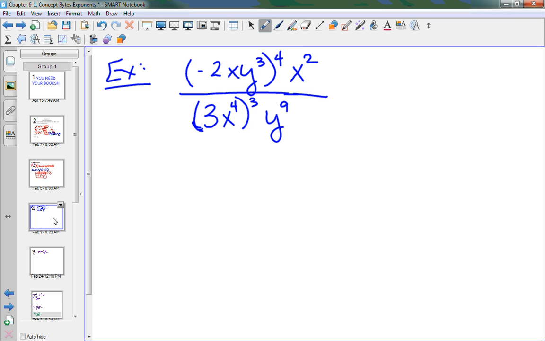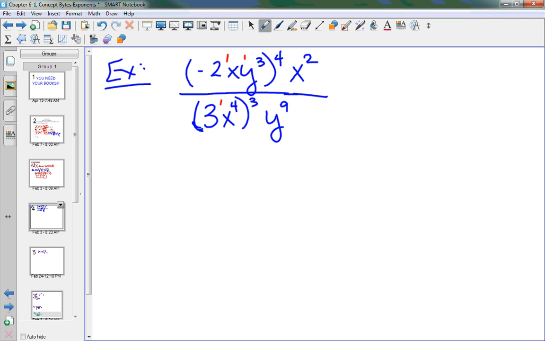Do I have any of that going on there? Yeah, I do. So we've got to get rid of that parenthesis. I'm going to put missing exponents on every single term up there. The 2 is missing an exponent, the x is missing an exponent, the denominator of the 3 is missing an exponent. Why did I put missing exponents on there? Because those are all different bases.